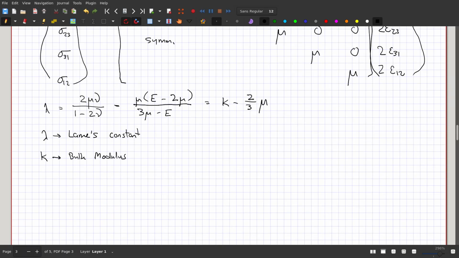K is the bulk modulus. The bulk modulus is a measure of a material's resistance to volume change, right? So the way we physically measure that in the laboratory would be you'd basically go in with a cube and compress it equally on all sides, apply an equal force to all sides, and then measure the change in volume, right? And so essentially the change in stress over the change in volume would give you the bulk modulus, right?